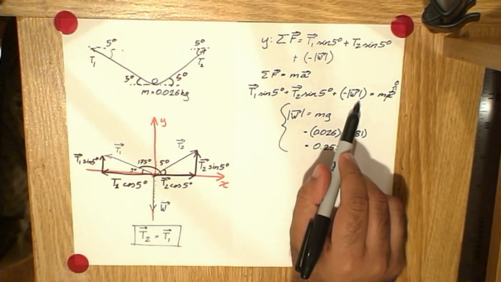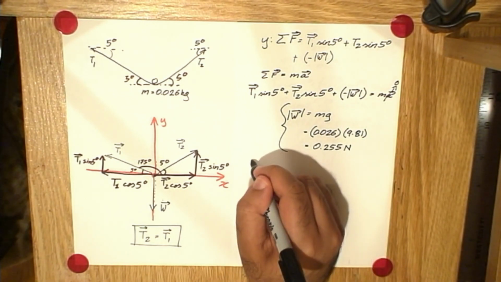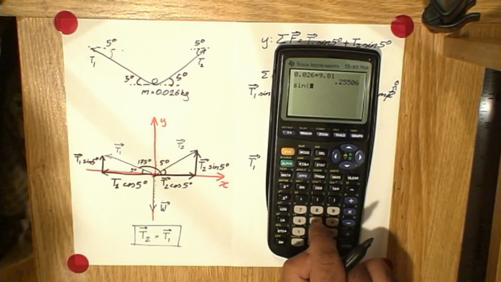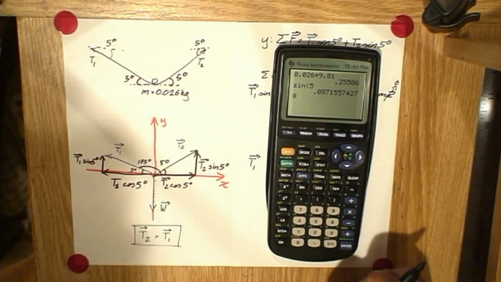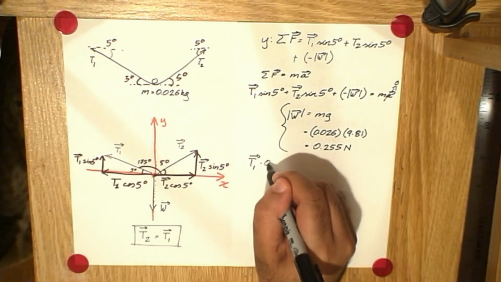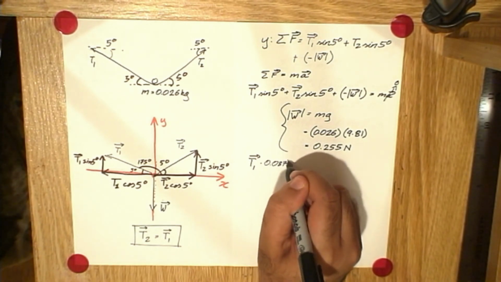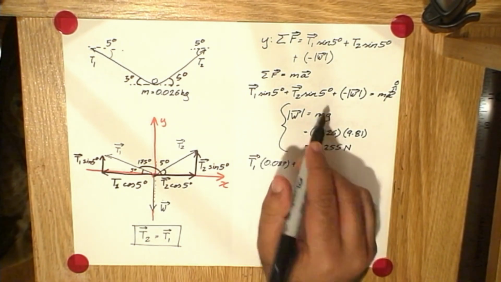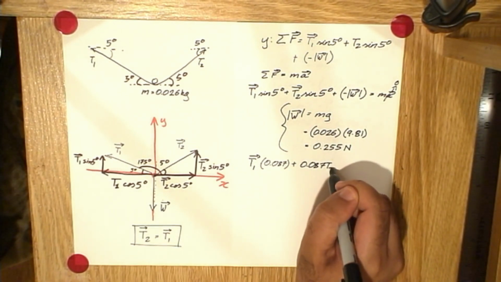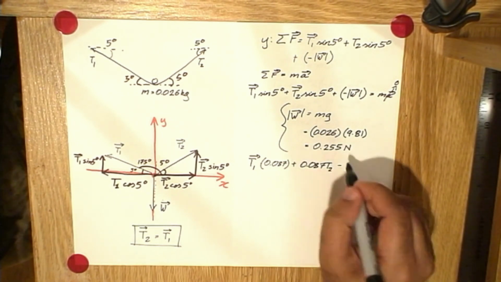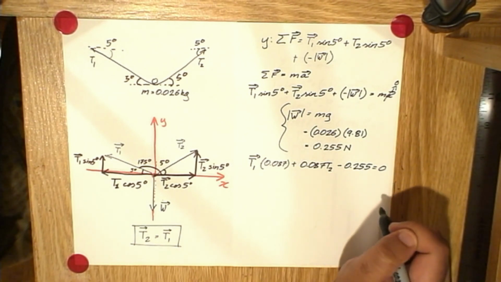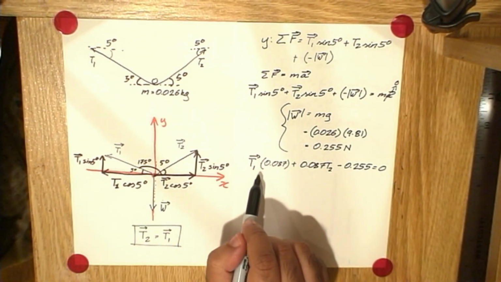So that's the size of the weight. So now T1 times the sine of 5 degrees, actually why didn't I work that out too? 0.087. Plus, and I'll just write this the same way, 0.087 times T2 minus the weight, 0.255, is equal to 0.